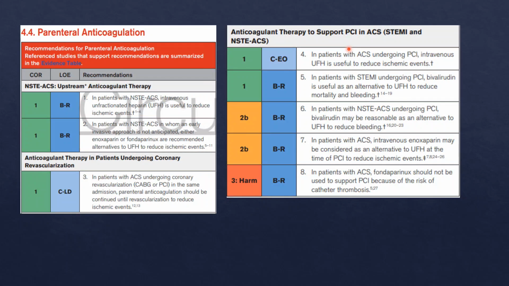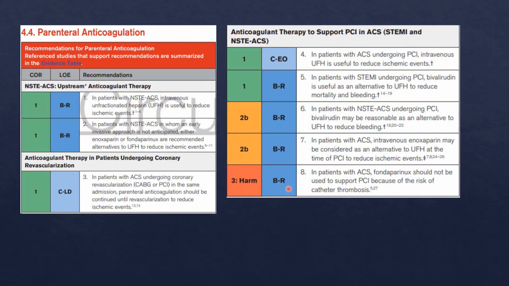However, in patients with non-ST elevation MI, bivalirudin gets a class 2B recommendation. Similarly, in patients with ACS, intravenous enoxaparin may be considered as an alternative to unfractionated heparin at the time of PCI to reduce ischemic events. Important thing to remember, like previous guidelines, fondaparinux should not be given alone to patients when a PCI is anticipated because of the risk of catheter thrombosis, and it gets a class 3 recommendation.